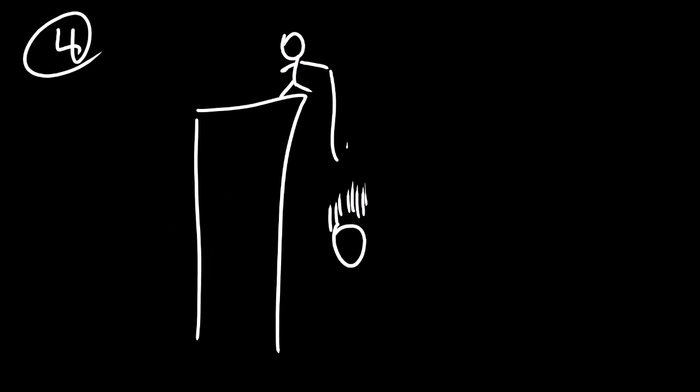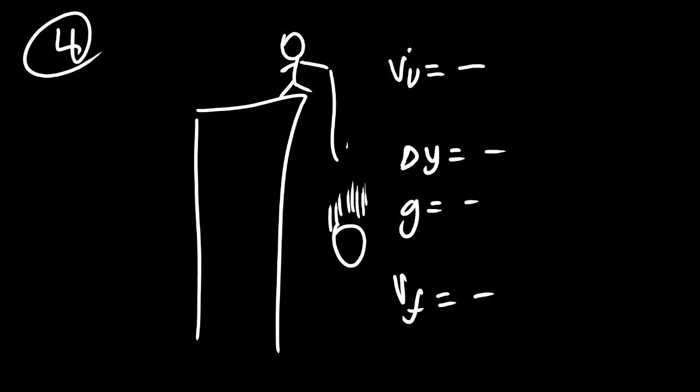Scenario number 4, it's when we have a person on top of a building projecting. He's not releasing the ball, he's projecting the ball. So our VI will not be 0, but it will be a negative number. Our VF will be negative, change in Y will be negative, G will be negative, and then we have change in time. This ball was not dropped, it was projected.